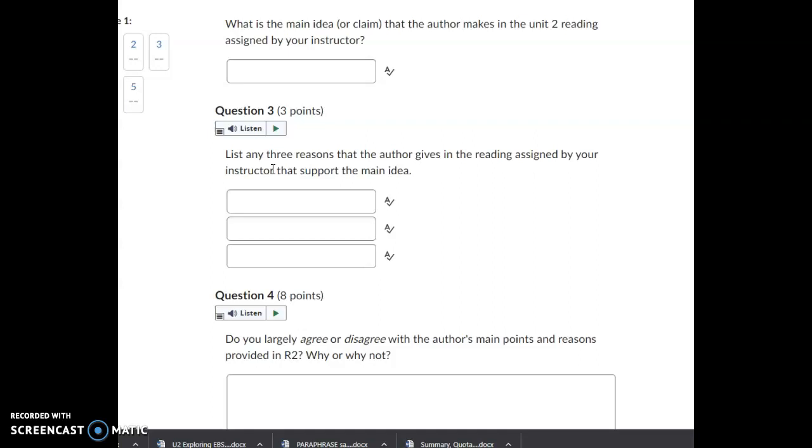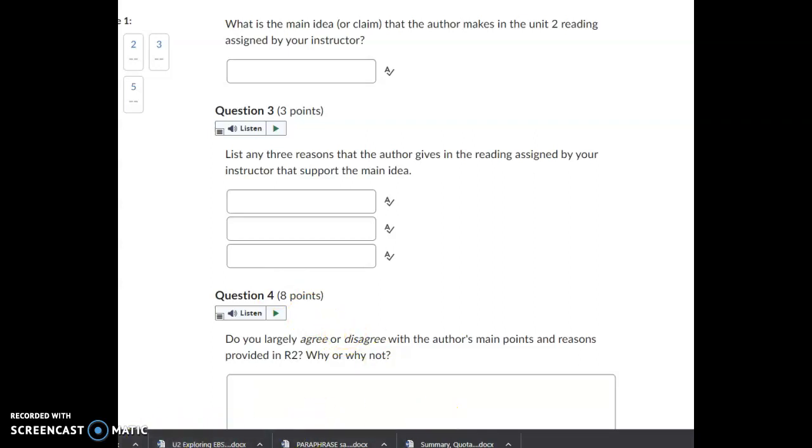So list any 3 reasons that the author gives in the reading assigned by your instructor that support the main idea. If you did a good job on listing, let's say 2 of these, and you feel like those were really good reasons, what I want you to do is then investigate them further.